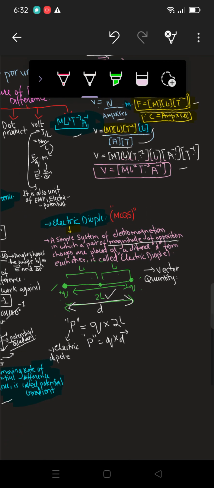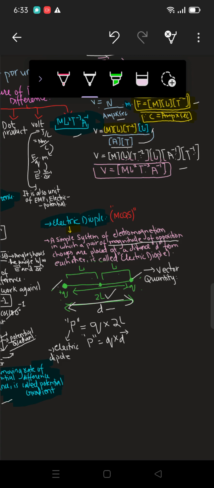Alright. So what we have discussed today is the definition of the electric dipole, what it is. It is basically a simple system in which two opposite charges are placed at a distance d from each other, and that is what we call the electric dipole. And we have made the diagram as well. We are using two opposite charges, which means one positive charge and one negative charge, right? And the distance between these two charges is d, of course.